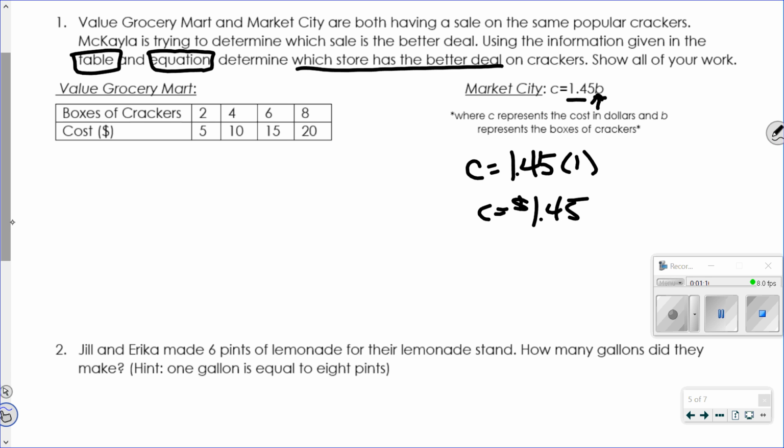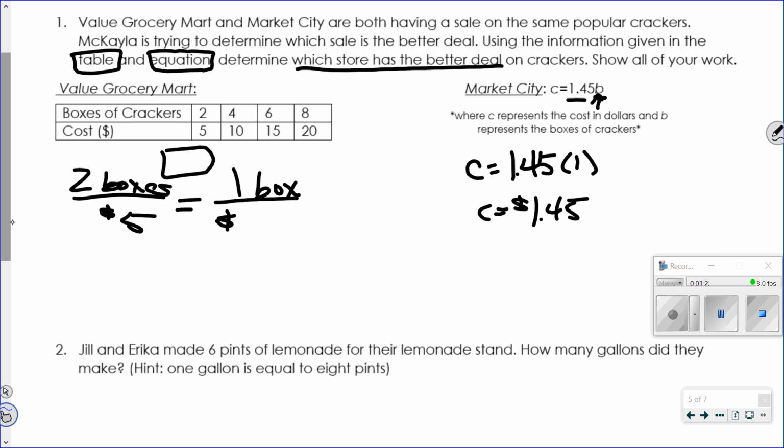Looking at Value Mart. Here I have two boxes, and that cost me $5. Again, I want to know the cost for one box. How do I go from 2 to 1? Divide by 2. Divide 5 by 2. That gives me $2.50. The same box of crackers, do I want to pay $1.45 or $2.50? So, don't forget to answer the question. Market City has the better deal.